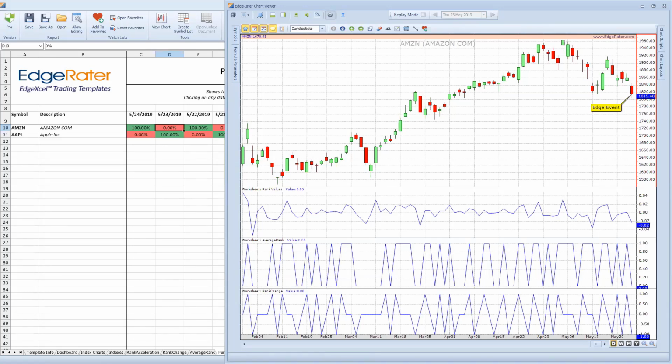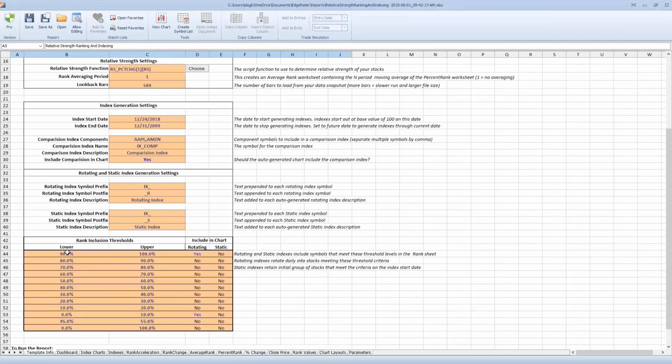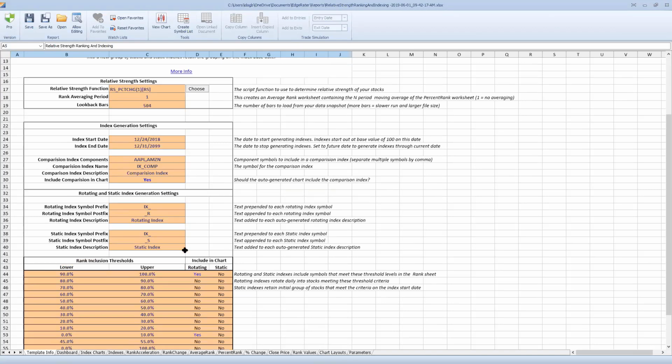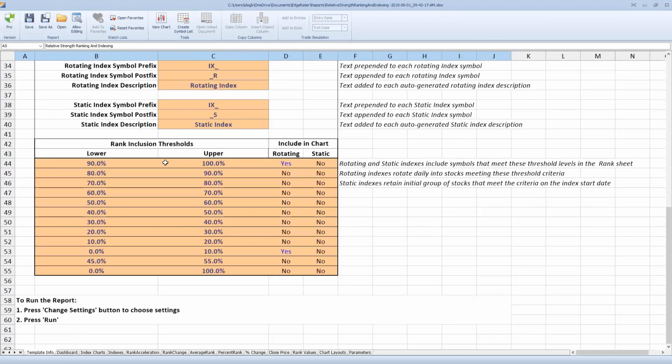All right, so I think the first question that came in was, can you set the top 20 instead? All right, so let's just go back and review over here. This list of inclusion thresholds, down here, is completely configurable. So you can choose the lower, you could say 0 to 1%, 0 to 2%. I could come in here and change this to, I would like this to be 90 to 91%. All right, completely configurable by you.